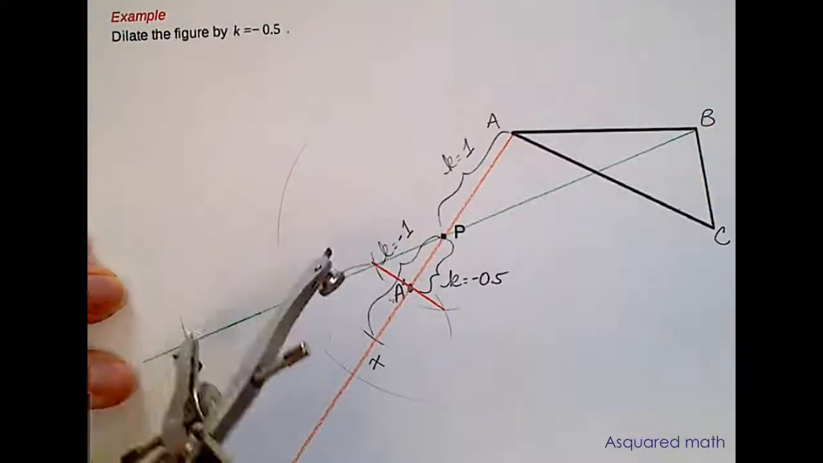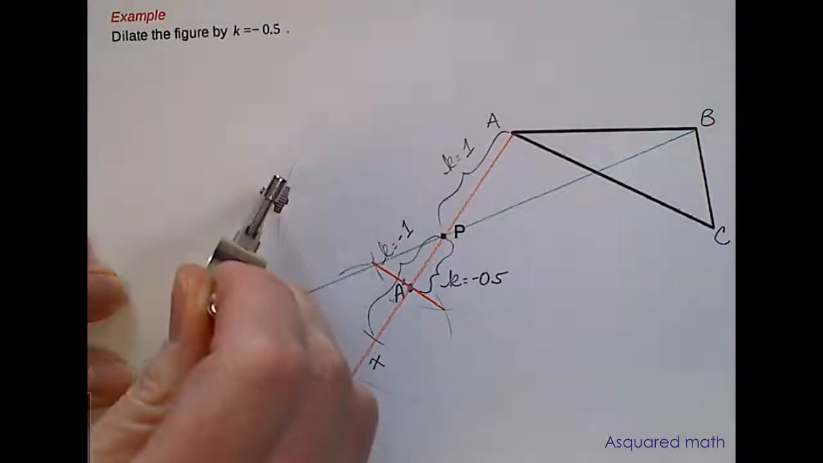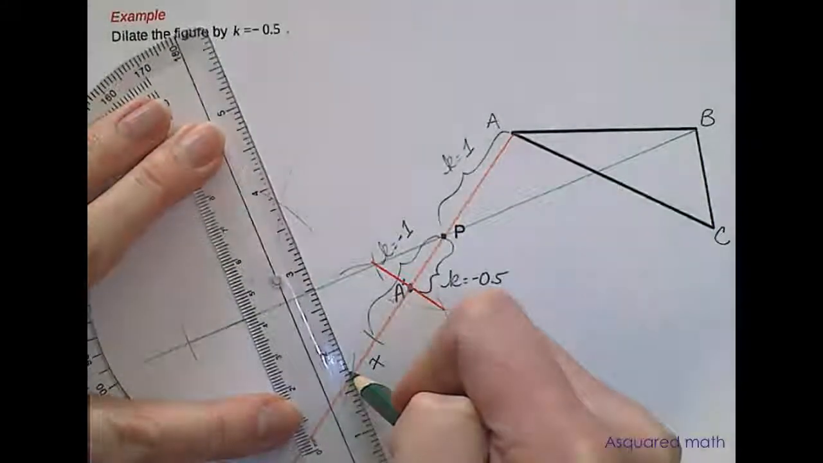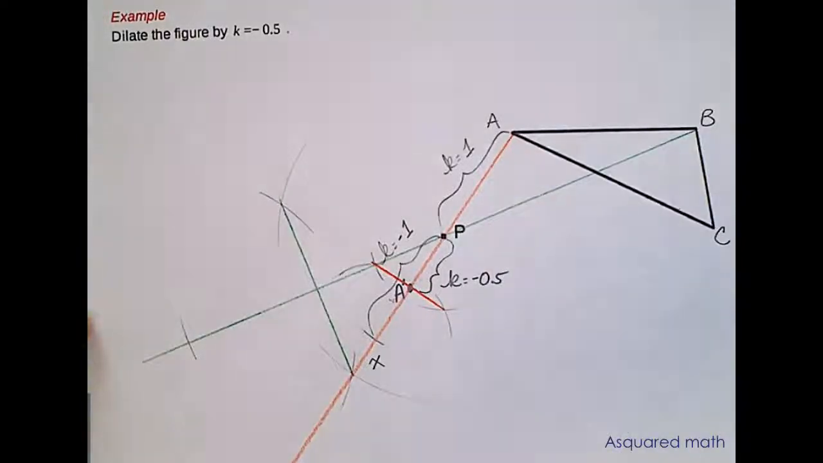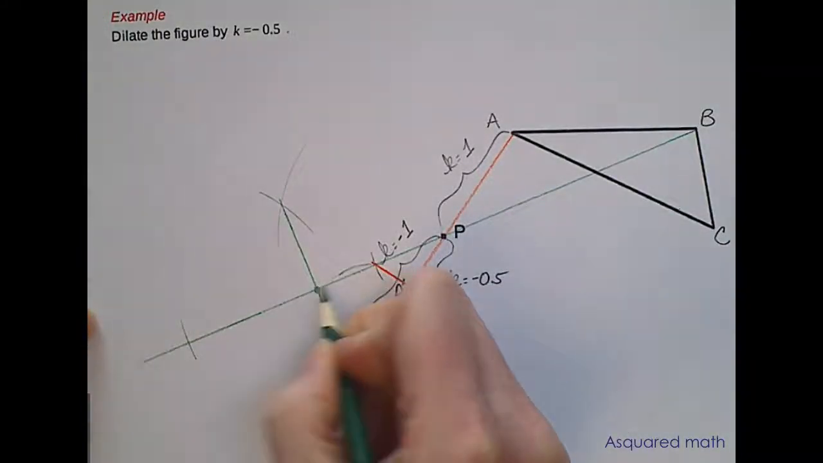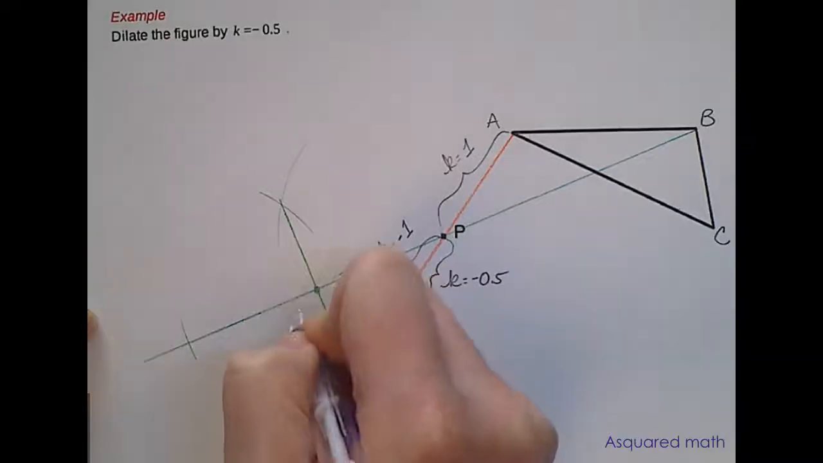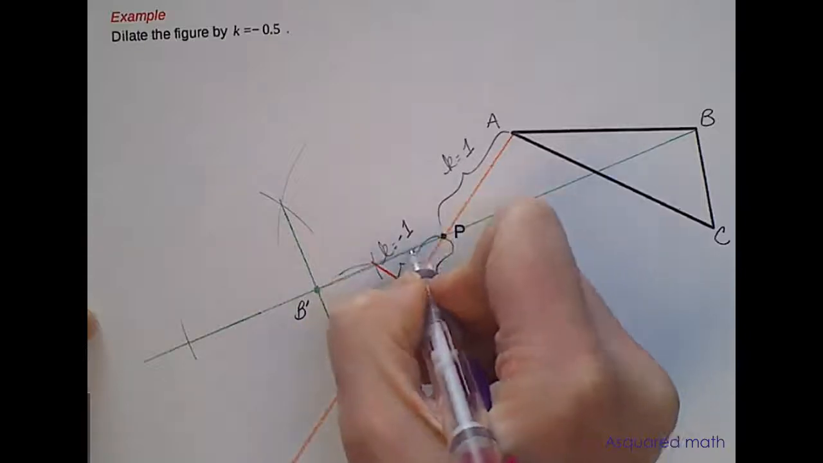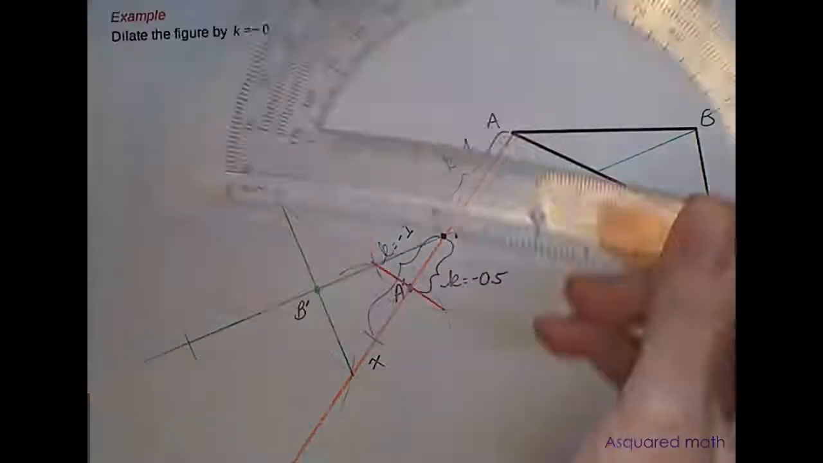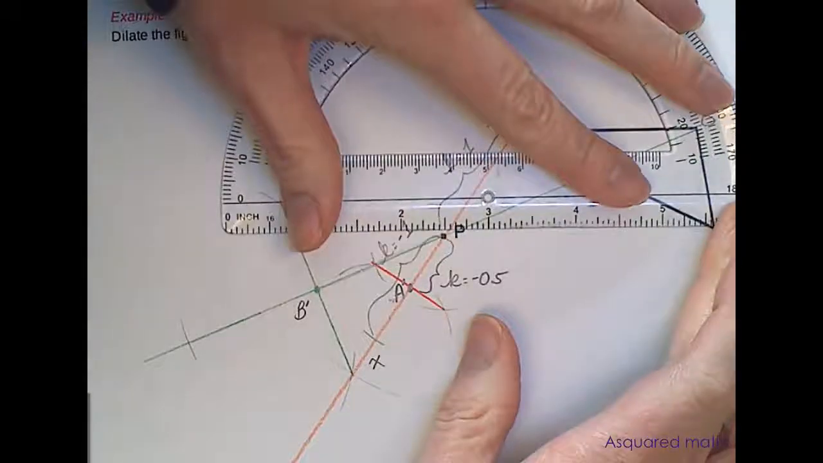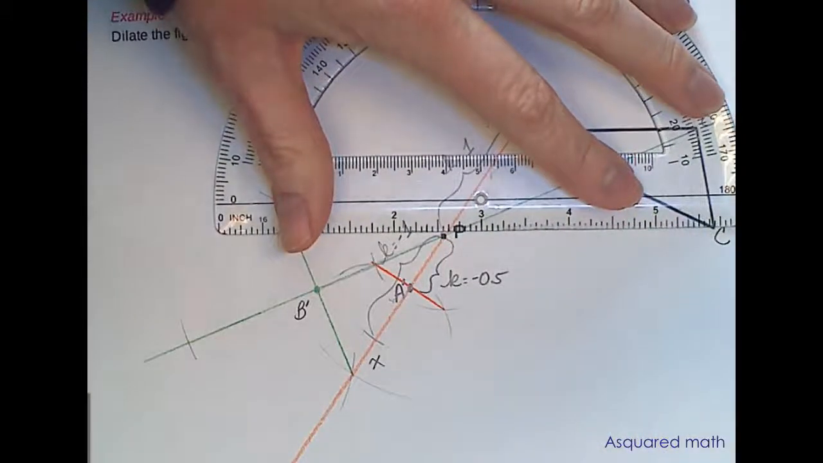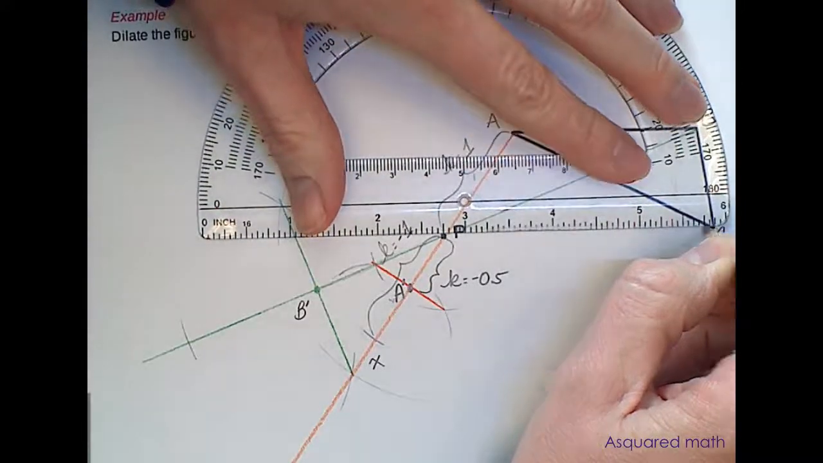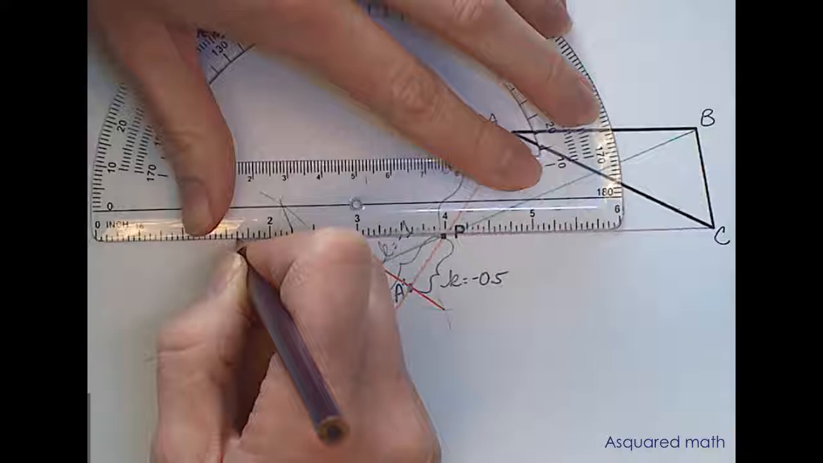We're going to start getting a lot of lines here, so be really careful and mindful of where you are marking everything. This line is my green, so connecting that, that's my perpendicular bisector there. So this intersection point is B prime because this distance here is negative 1/2. And finally, let's do the last vertex, C. So connect C to P, extend past P, or line that up.